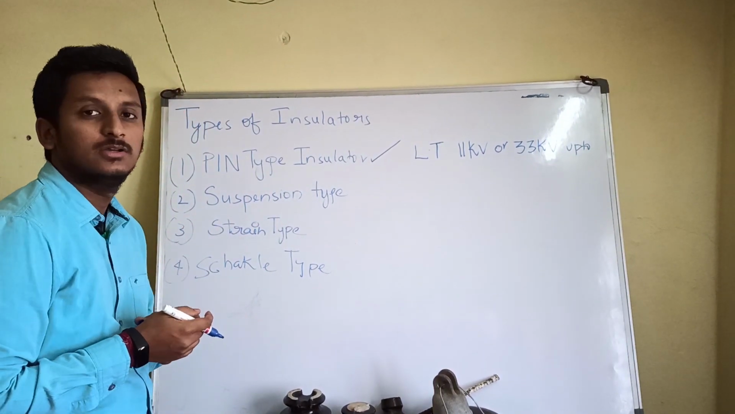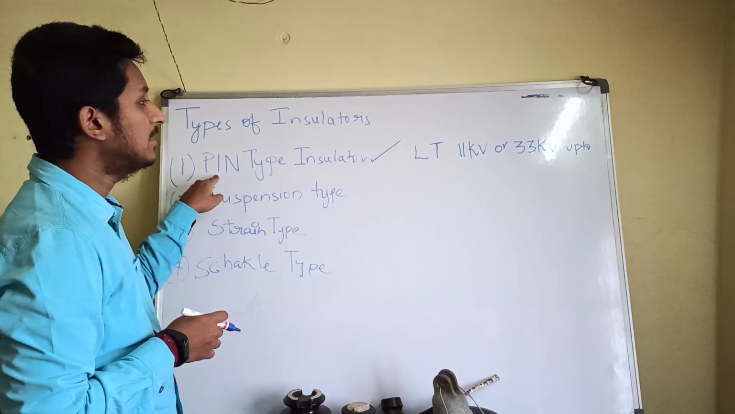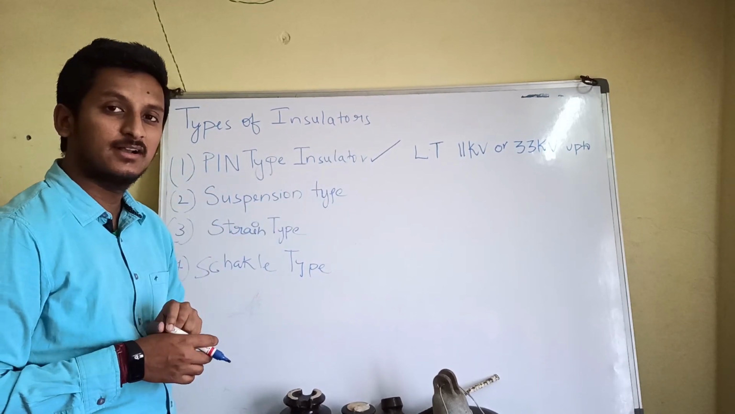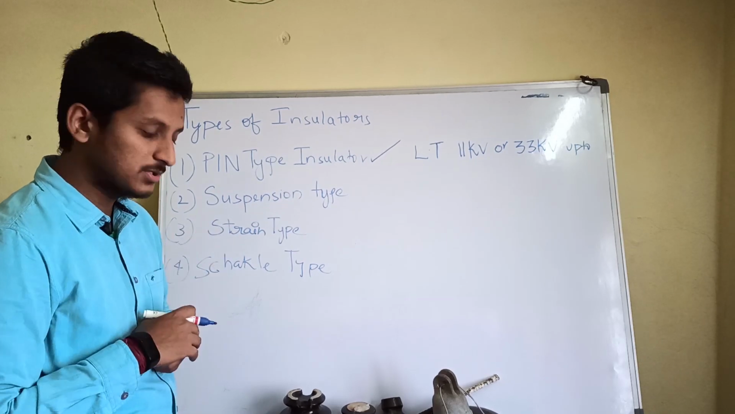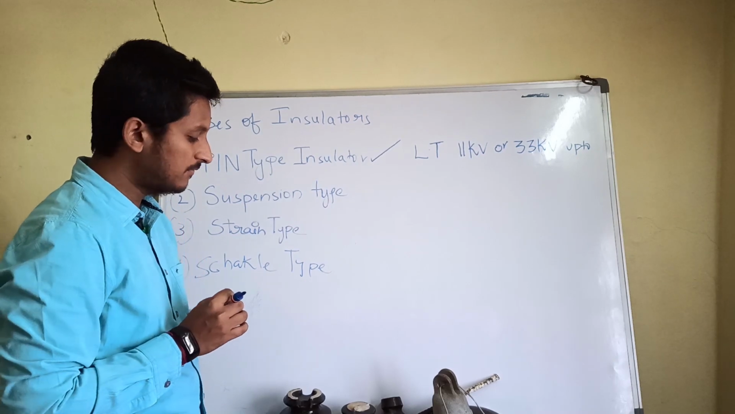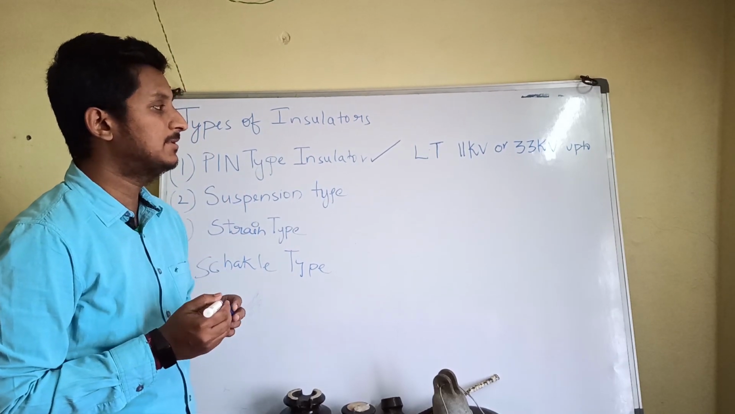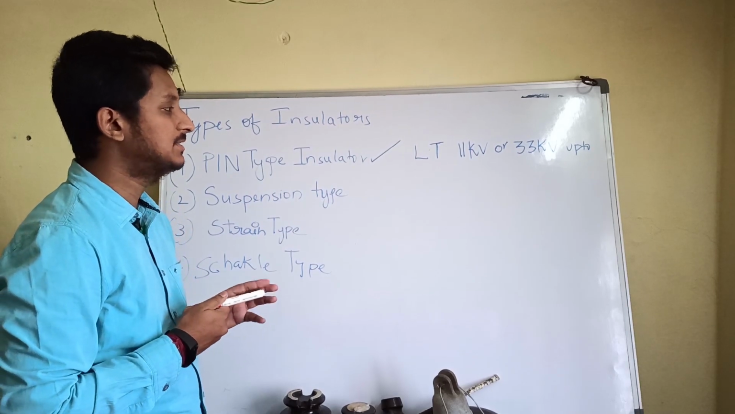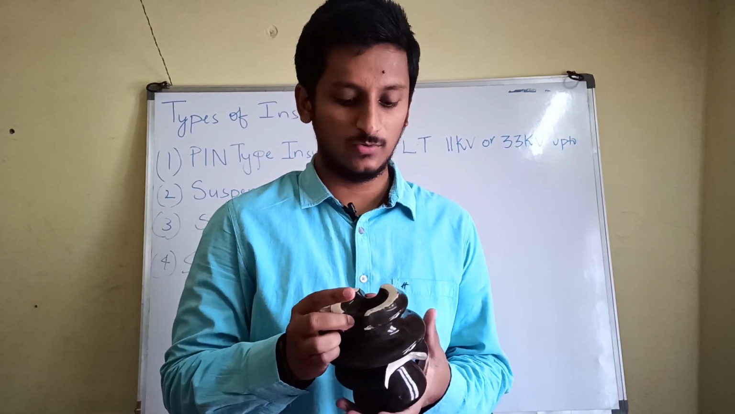Beyond that 33 kV, what happens is the pin type insulator size gets definitely increased. If the size is increased, the cost also will be increased, which will not be economical. So now we are going to see what the construction of the pin type insulator is and how it is made.